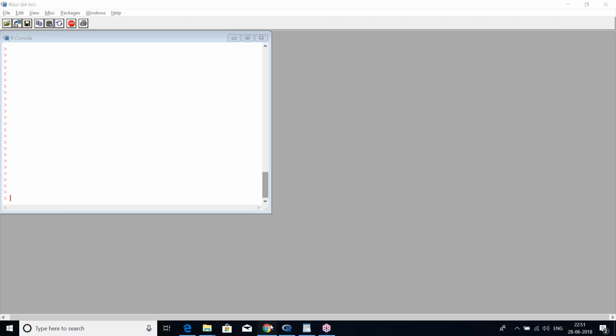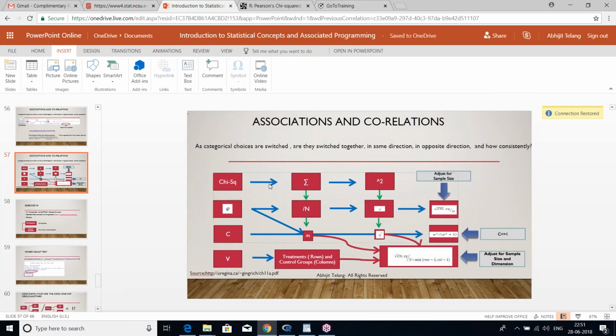So let's quickly look at associations and correlations. This is essentially, when we have two different categorical variables, one would be interested in finding out whether they are positively associated or negatively associated, or whether there's an association that exists or does not exist, and that's where we use a test called chi-square test.